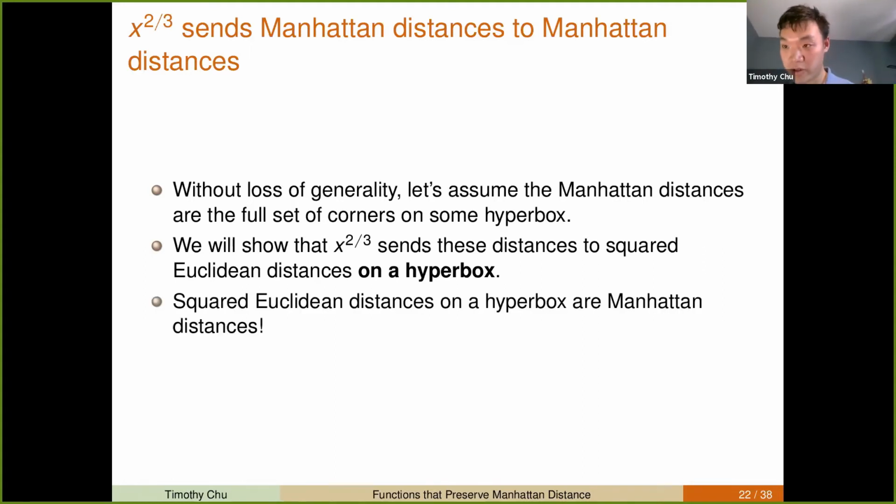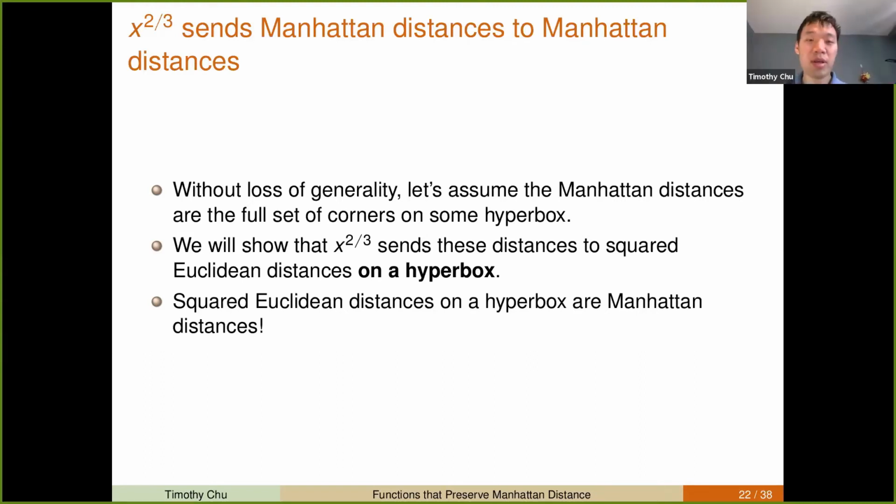Great, is the outline of the proof clear? If you buy that I can prove each of these points individually, is it clear why the whole problem is solved? Questions, comments, concerns? Just to clarify the final step, the squared Euclidean distances on a hyperbox and Manhattan distances. Yes. Is that because squared Euclidean distances on a hyperbox is just like a sum of the hyperbox edge lengths? I guess I'm not sure how hyperbox helped us with that final point.